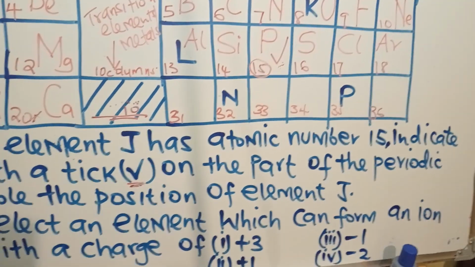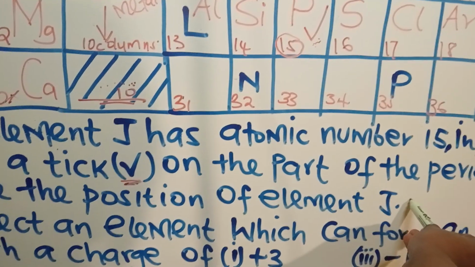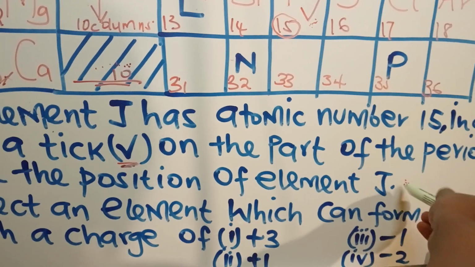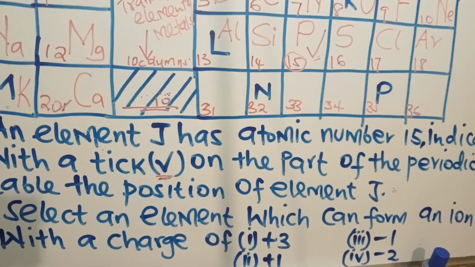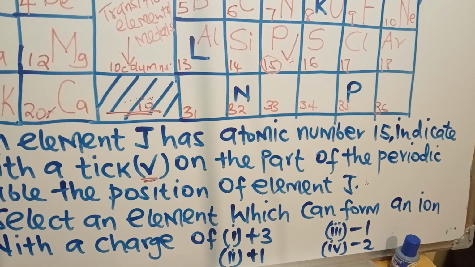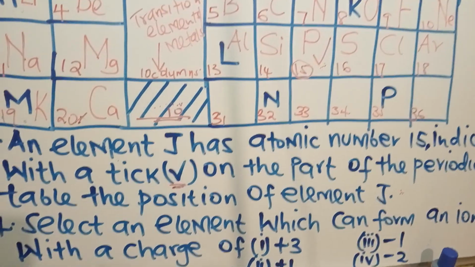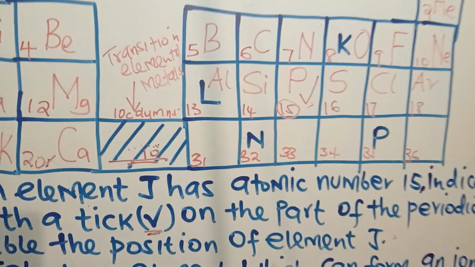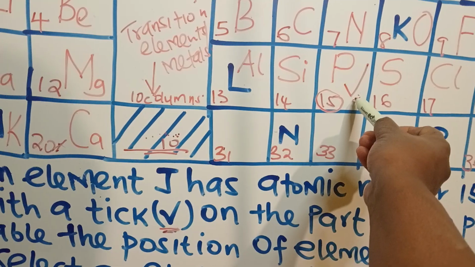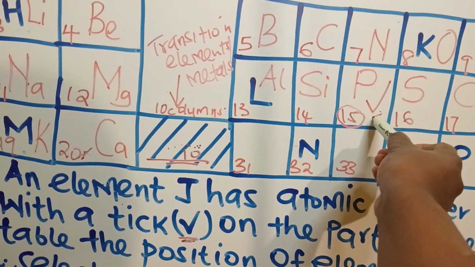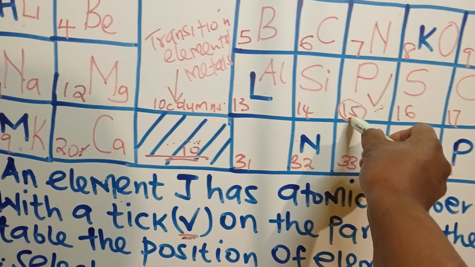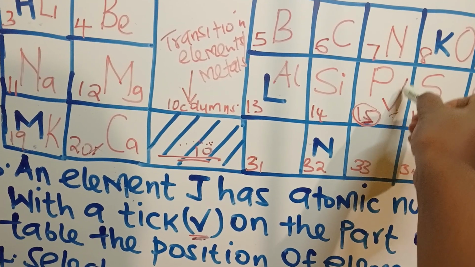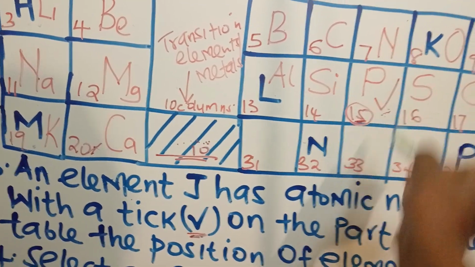Some of the students make a mistake of putting a tick at the end of the question. They are usually given a 0, because the question said using a tick you indicate the position of that element J on the periodic table. Whoever will be marking your paper will come to this point where we have atomic number 15, and then look if you have indicated the position of element J using a tick.